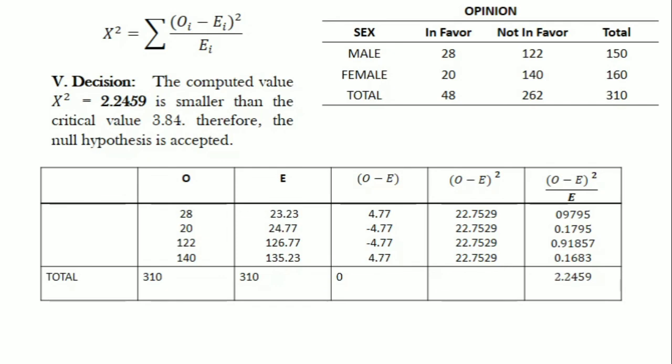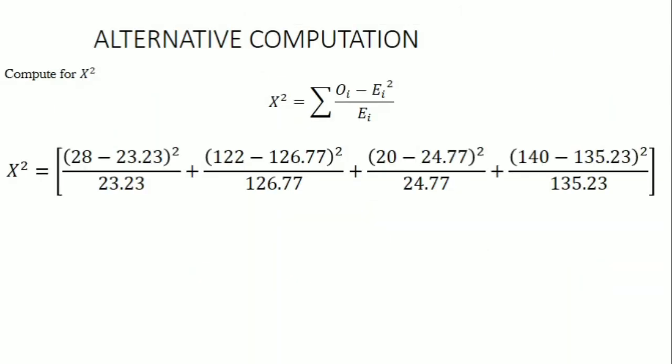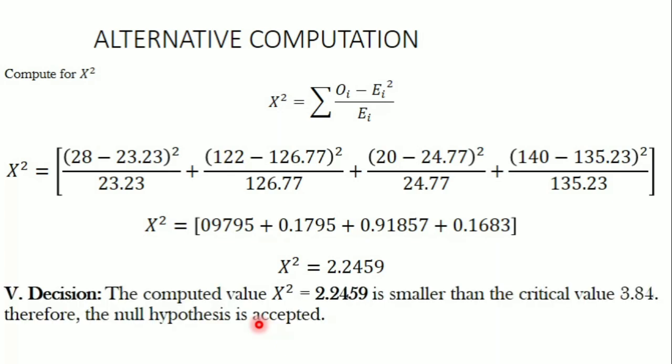Are you okay? Did you understand the lesson? Good. Alternative computation: first, you need to apply the formula, the summation of the quotient between these. So that is how you do it. The computed value is smaller than the critical value, so therefore you need to accept the null hypothesis.